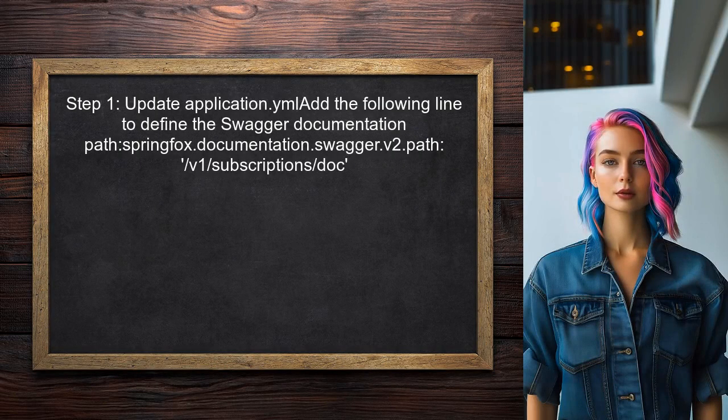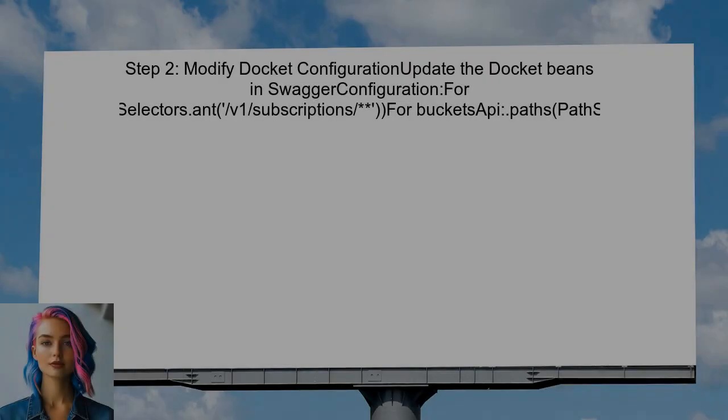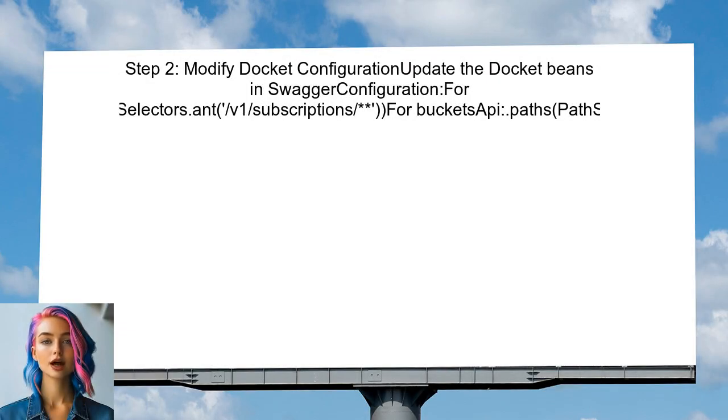To customize the endpoints for the Swagger documentation, the user should first update the application.yml file. This will allow the user to specify the desired paths for each docket. Next, the user needs to modify the docket configuration in the Swagger configuration class. This involves setting the path for each docket to match the desired endpoint.